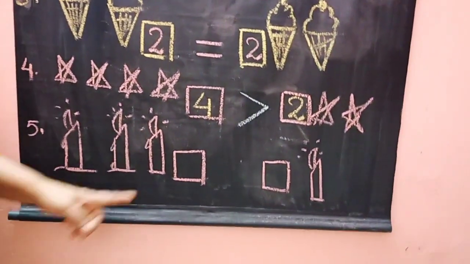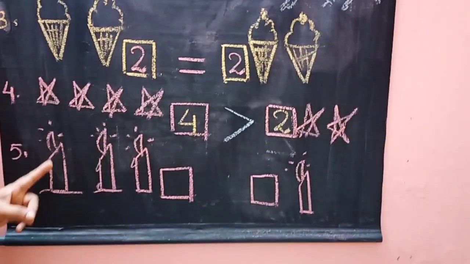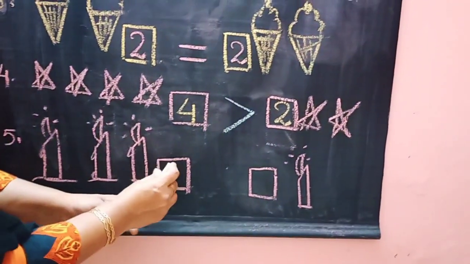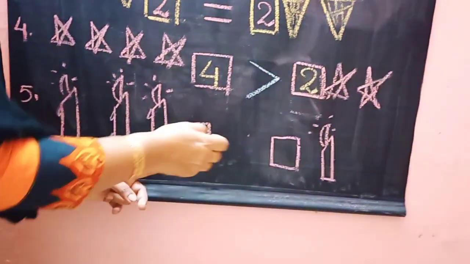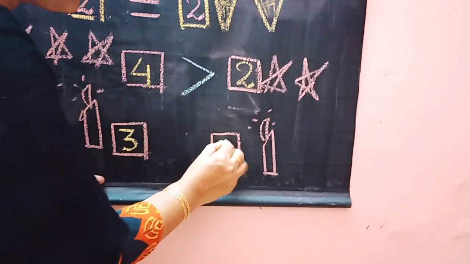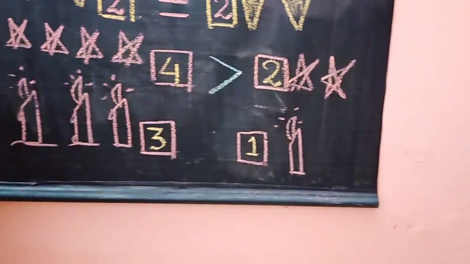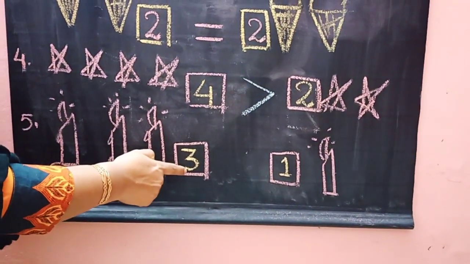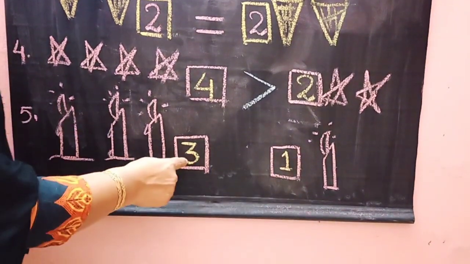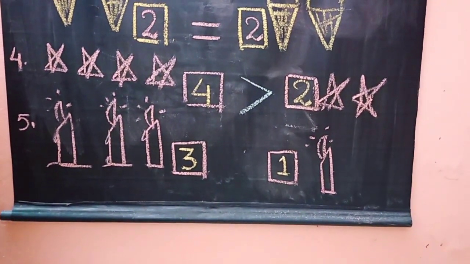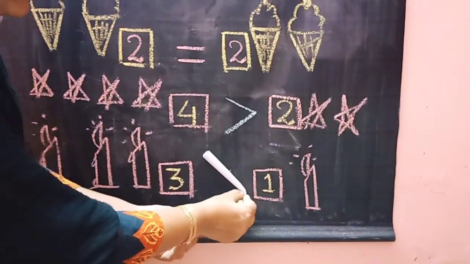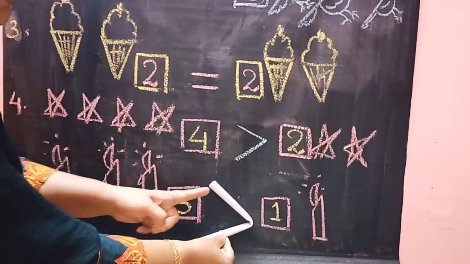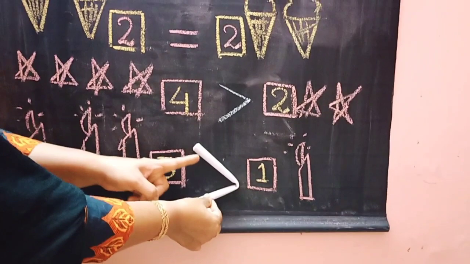Now tell me, how many candles are there in this group? Count. 1, 2, 3. 3 candles are here, and in this group only 1. Now tell me, which symbol do you need to use here? The bigger number is first. The second number is smaller than this one. So which symbol do you need to use? Yes, the greater than symbol you need to use here. Isn't it? So how can you read this? 3 greater than 1.